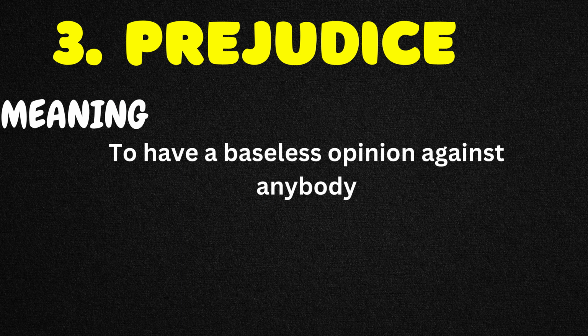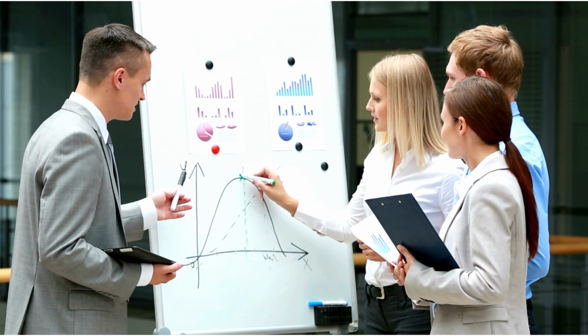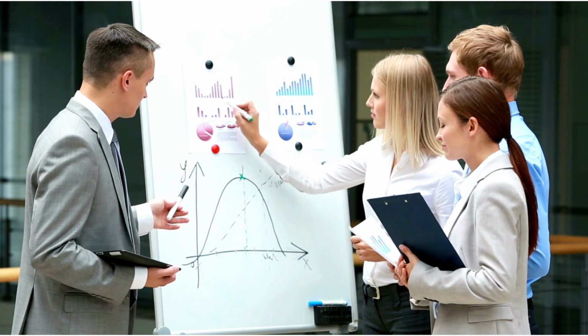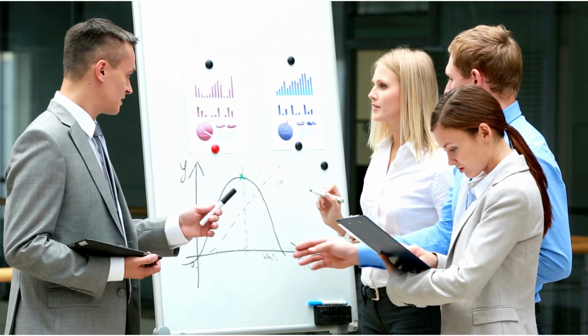Prejudice refers to a preconceived opinion or attitude about a person or group, often based on stereotypes or incomplete information. It can lead to discrimination and unfair treatment towards individuals or groups. Here's an example of how to use prejudice in context.